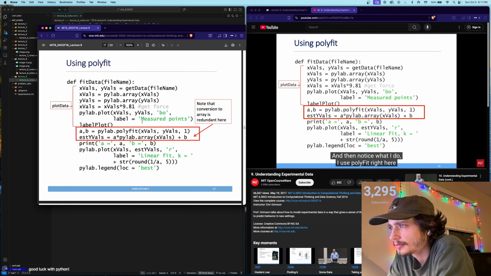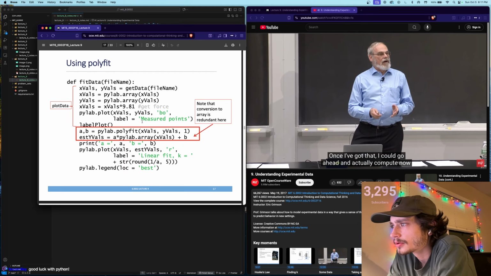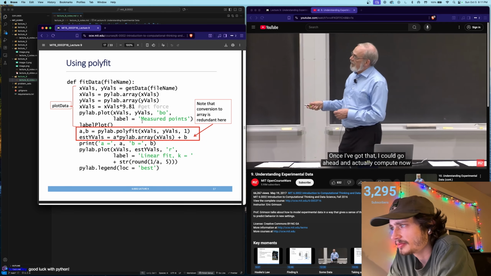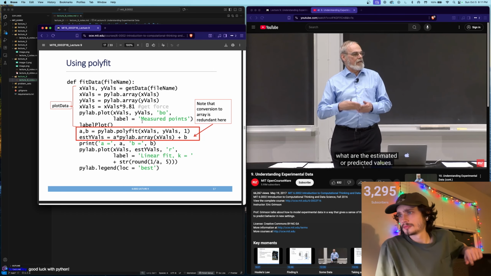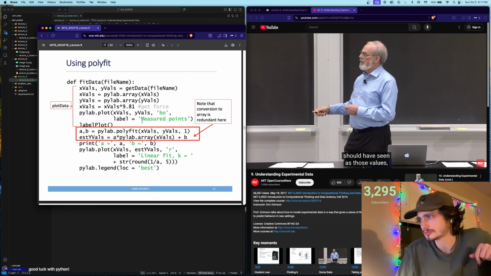I use polyfit right here to take the inputted x values and y values and a degree 1, and it's going to give me back a tuple, an A and a B that are the best fit line. Finds that point in the space that best fits it. Once I've got that, you take the A and B, I could go multiply it ahead and actually compute new values. What are the estimated or predicted values, right? The line's going to tell me what I should have seen as those values.